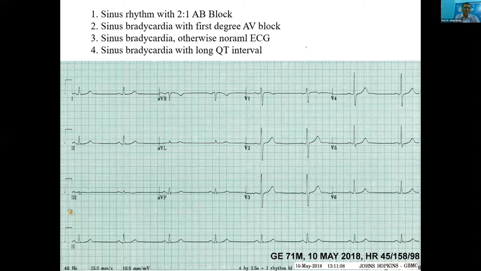Thank you, sir. Actually, the heart rate is given below, heart rate 45. For 2:1 AV block, we have to find out if there are more P waves than QRS complexes. It is not there, particularly if you look at the rhythm strip. So that's out. Then for the bradycardia with first-degree AV block, the PR interval is quite within the limit, so it's also out. The last is sinus bradycardia with long QT interval. When the QT interval is more than 50% of the RR interval, you can surely say at this rate there is obviously QT prolongation. But it's not. So the result is sinus bradycardia, otherwise a normal ECG. Thank you.